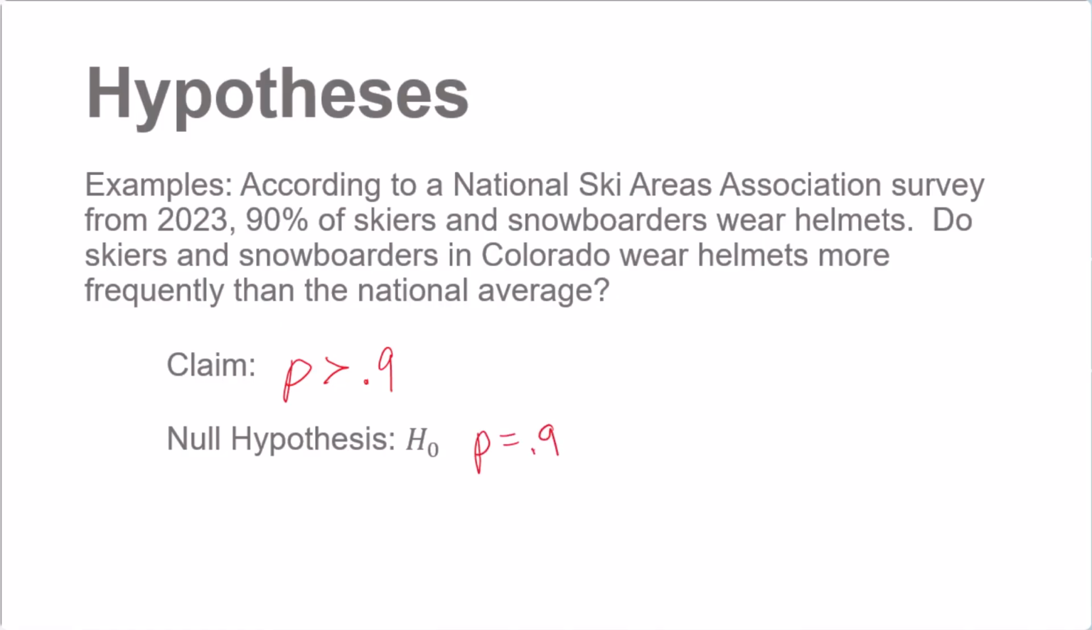In this case, this is saying that there's essentially no difference between Colorado skiers and snowboarders and the national average. So the null hypothesis is always sort of no change, no effect, no difference, something along those lines. It's always going to be an equal statement, and this could be for a proportion or a mean, some sort of population parameter. And depending upon what type of claim we're making, we'll do some different calculations.